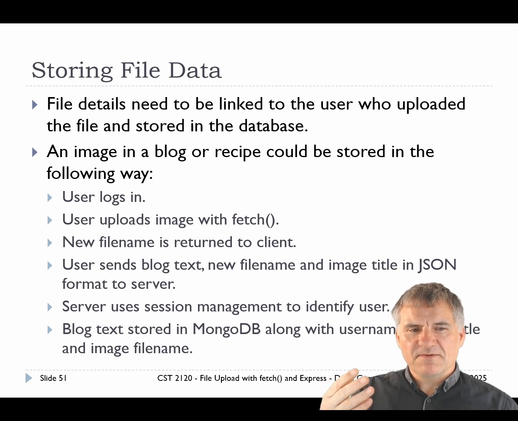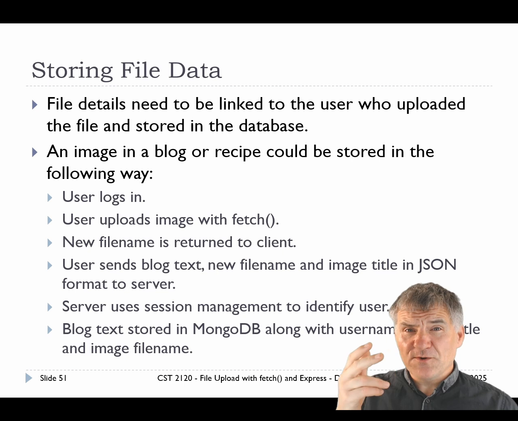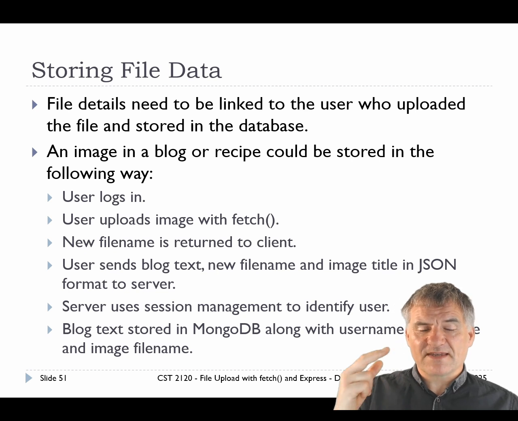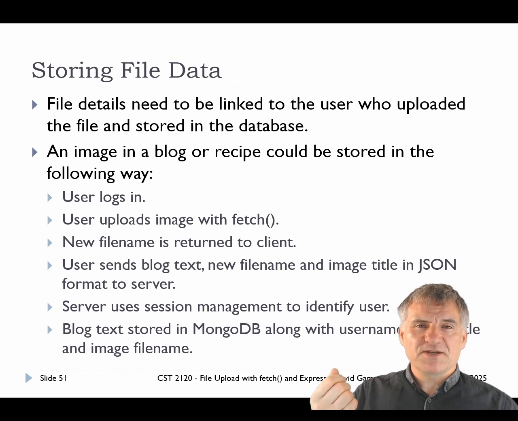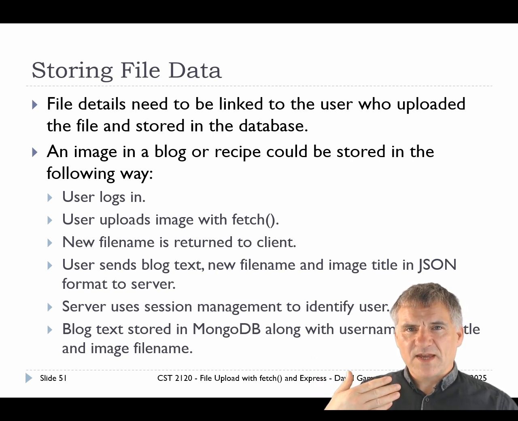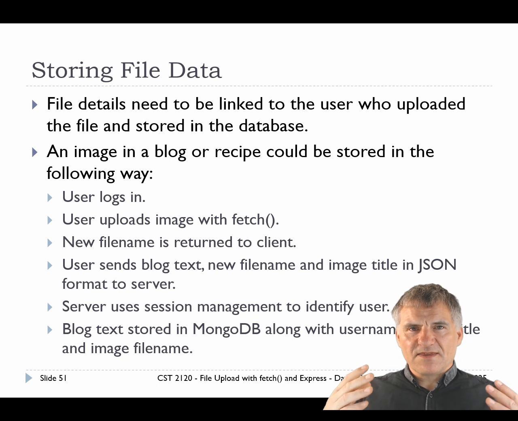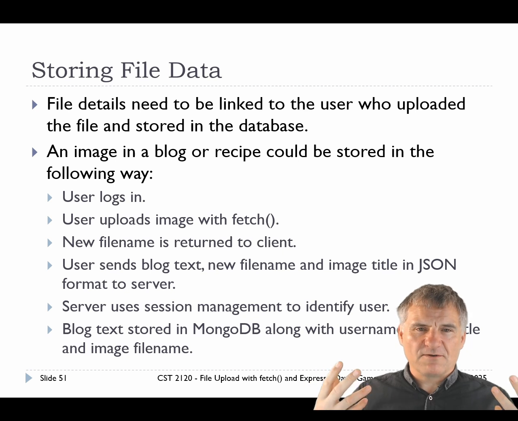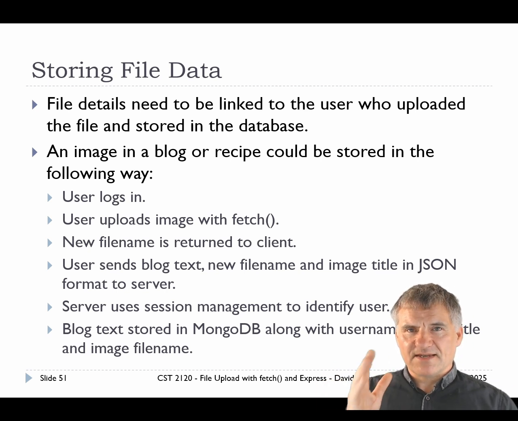So the sensible way of doing this would be user logs in, the user uploads the image with fetch. So in this case, we're using two HTTP requests. The first HTTP request is going to upload the image with fetch in just the way I described. And then we get the new file name coming back to the client, that string of gobbledygook followed by JPEG, whatever, yeah? And then the rest of the form could contain fields for the blog text, the title of the image, all that kind of stuff. And then in a second HTTP request, we could wrap up the new file name, the title of the image, the blog text, and send that to the server.